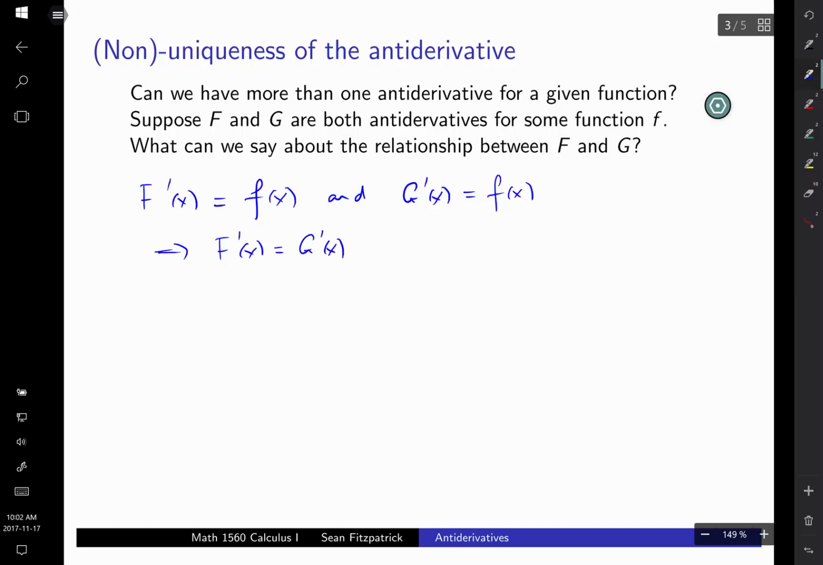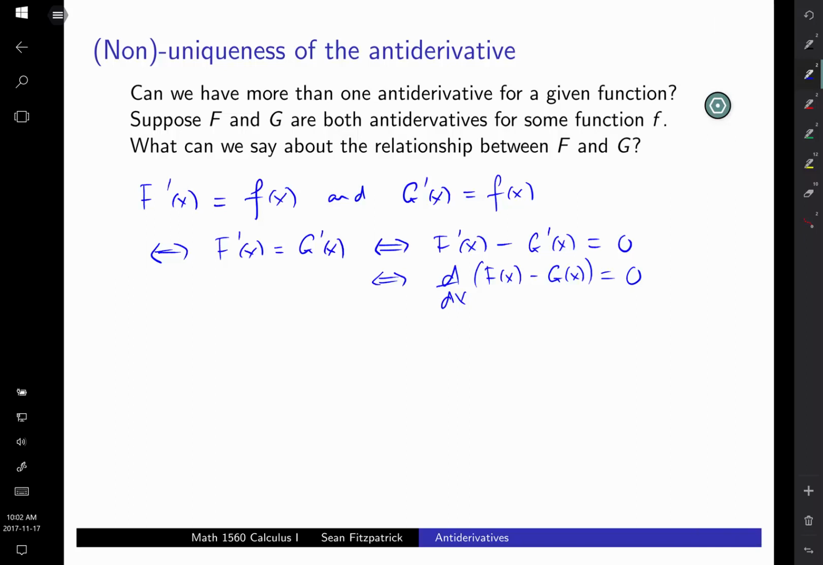What can we say about two functions that have the same derivative? Well, this would be the same thing, and in fact, these are two-way arrows, these go back and forth. This would be the same thing as saying that F prime minus G prime is 0, right? So in other words, the derivative of the function F minus G is 0.